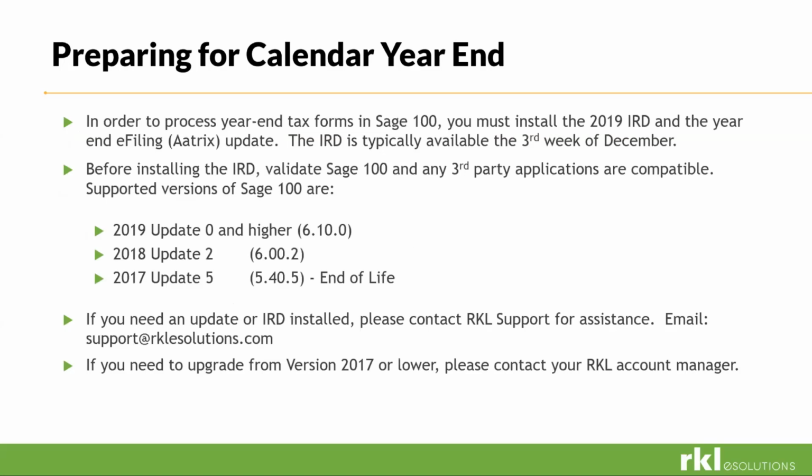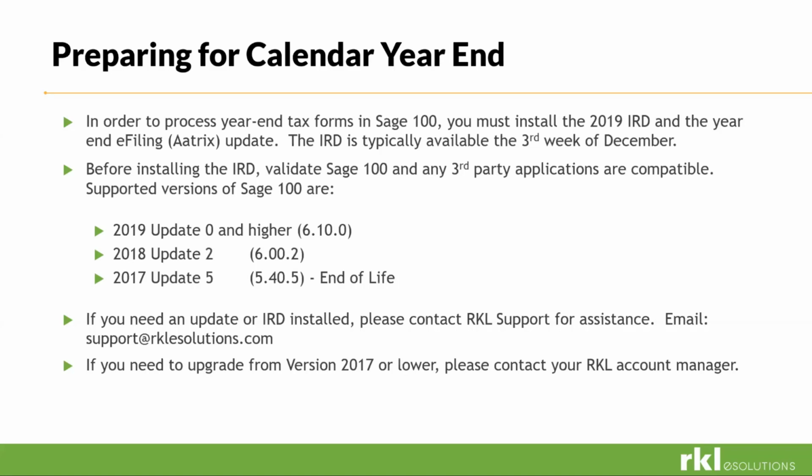Okay, so there is a file that is released by Sage that must be uploaded and installed prior to processing your year-end tax forms, and it's called the IRD, or Interim Release Download file. Normally it comes out around the third week of December, so we're projecting approximately December 23rd. We will be checking daily as the date comes closer, and we will be reaching out to those of you that we know will need this, and we can assist with getting it downloaded if necessary.